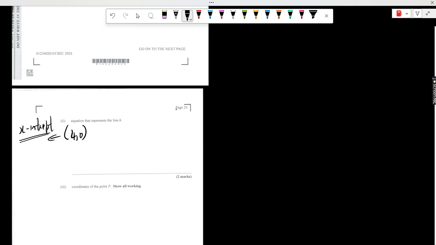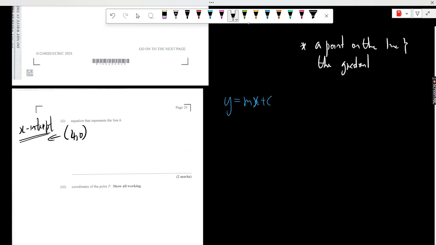Because we need more information before we can actually write down the equation of the straight line. Now remember, the equation of a straight line is given as y is equal to mx plus c. So we do have a point on the line, but we need more information. In order to determine the equation of a straight line, typically we need one of these combinations: the coordinates of a point on the line and the gradient, or the coordinates of 2 points on the line.